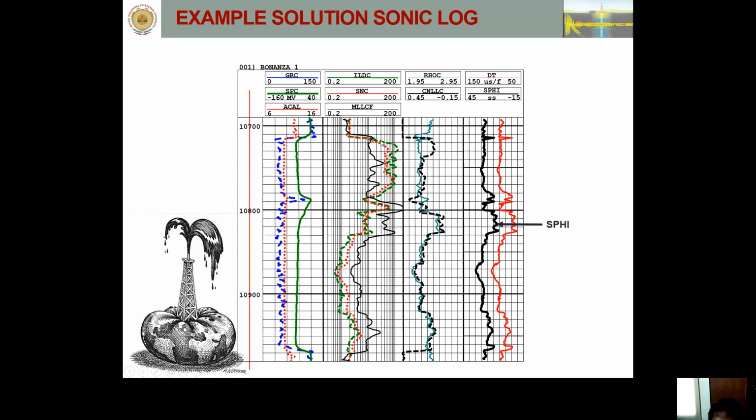You can see the LDC, SNC and MLLCF. You can see here the rho C and the CNLLC. We can see here the DT value and the S phi. So the black one talks about the S phi.